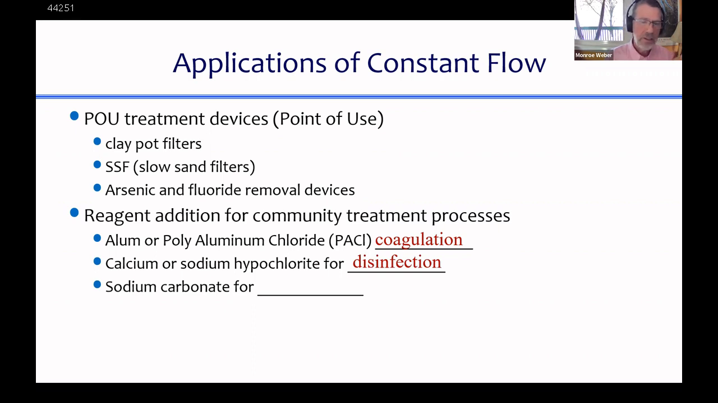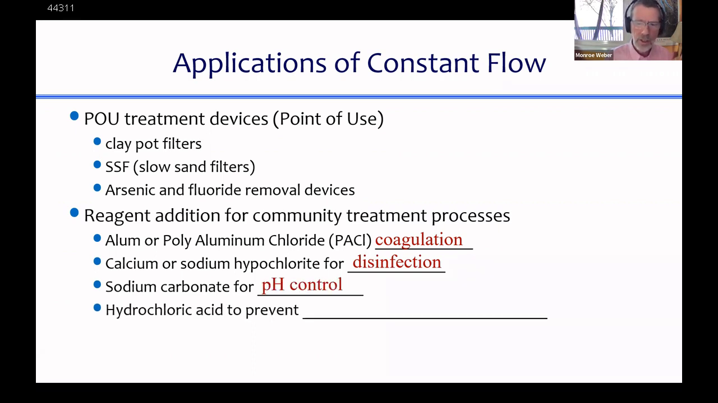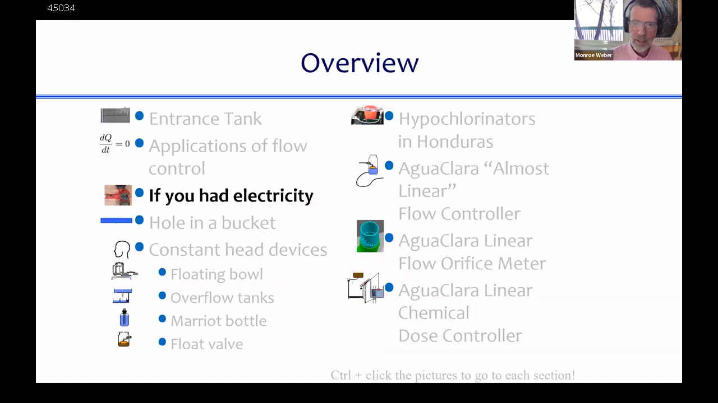Maybe you need to add sodium carbonate or hydrochloric acid: sodium carbonate to control pH, hydrochloric acid to drop the pH a little bit to prevent calcium carbonate precipitation. One of the things that we've done in one of the plants in Honduras, and yes, you need to worry about whether you end up dropping the pH too much and you're causing solubility of lead in the distribution system.